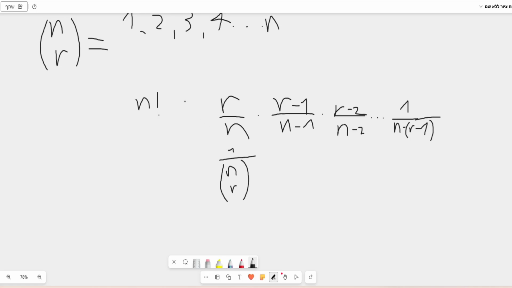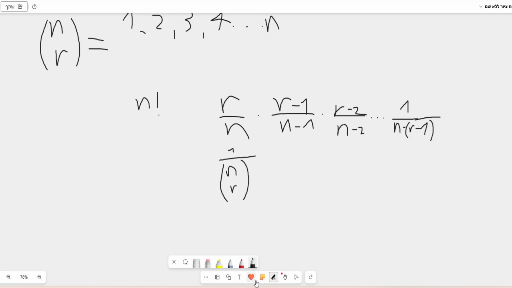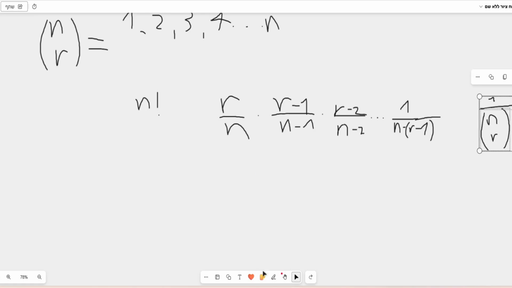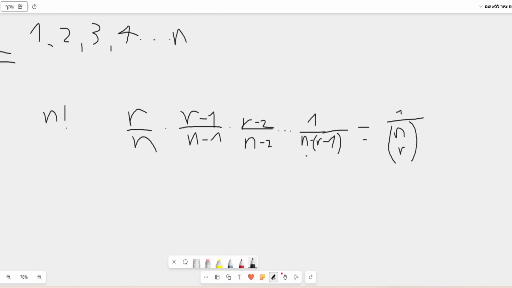Now, we know that this is the same as this. This is just the same probability of having the first r numbers, so these are equal to each other, okay? Let's set these equal to each other. We'll do this equal sign, and then we're going to solve.